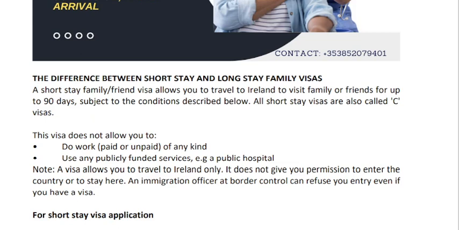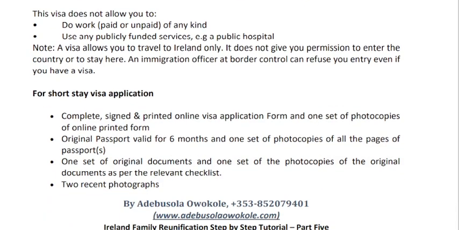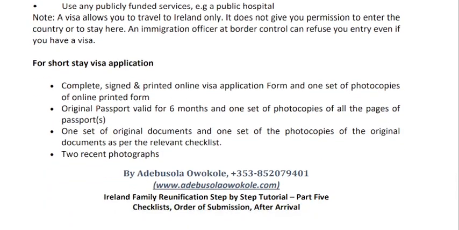That's the purpose of this explanation, so that you can know the difference, that there is another version of the joint family visa which is short stay. You are not going to select that. So for short stay visa applications, people need a complete, signed, printed online visa application form, like I've explained previously, a set of photocopies of the online printed form, a passport valid for 6 months, one set of photocopies of all the pages of the passport, and also one set of original documents and one set of photocopies of the original documents as per the relevant checklist, and 2 recent photographs. So this is not your category.